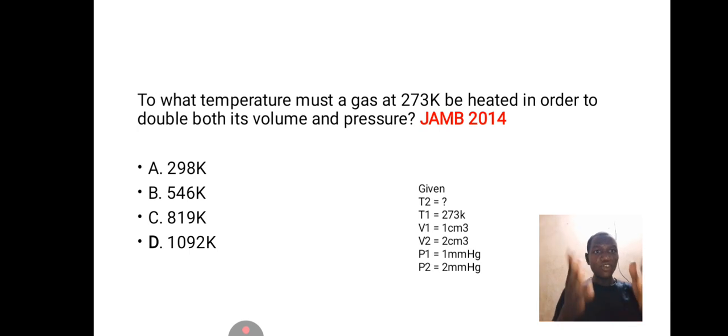Okay, so I've already brought out everything. Actually, we have to calculate T2. Now look at these parameters. Which formula do you use? Boyle's law, Charles' law, or the general gas equation? Of course, the general gas equation, because you have P1, V1, you have P2, V2, you have T1, T2. Can you see? Just bringing out the parameters, you will be able to know what formula to apply. Okay, let's go.